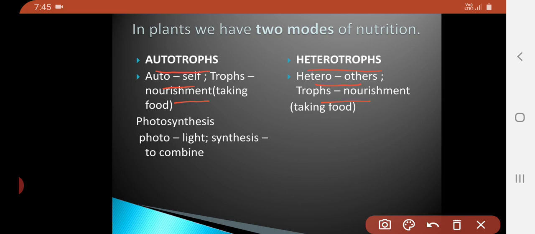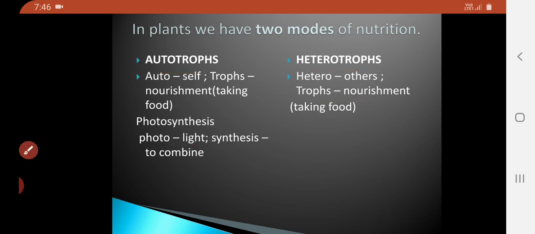Now, autotrophs: green plants come under this category. By the process of photosynthesis, all green plants have the capacity to prepare their own food. Photo means light and synthesis is to combine. So all the raw materials get combined in the presence of light and food gets prepared. This process is called photosynthesis. The process of photosynthesis will be explained in the next topic.